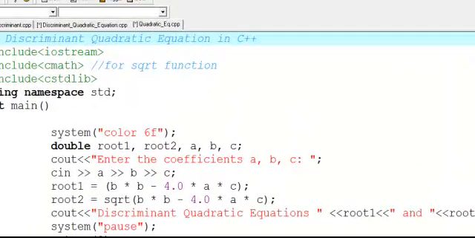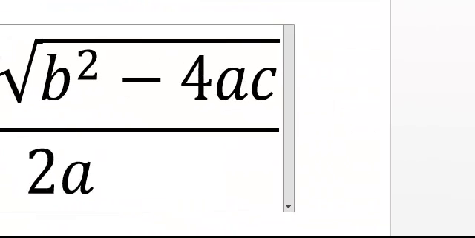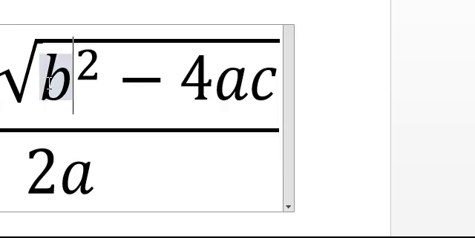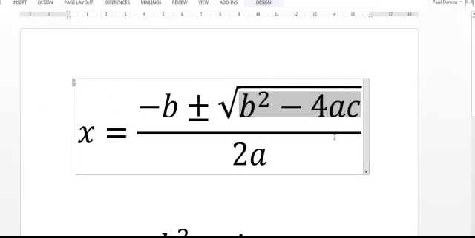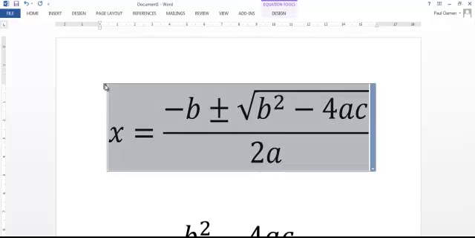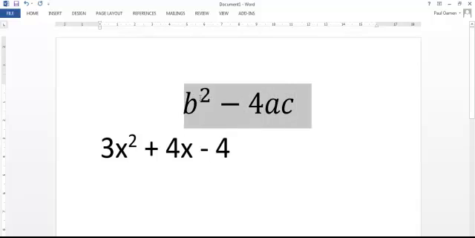one or two things in Microsoft Word. In Microsoft Word, this is the quadratic equation itself. I will delete that because I don't need that. What I actually need is the discriminant equation, which is right there. So let's delete all of this. And right here is the discriminant equation.